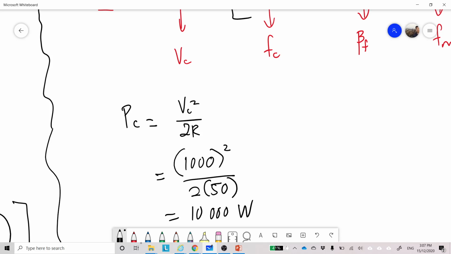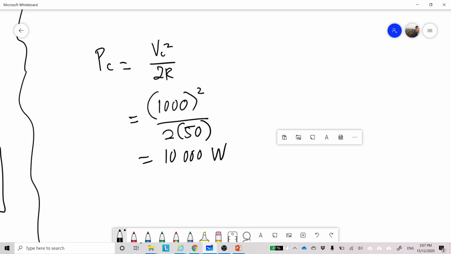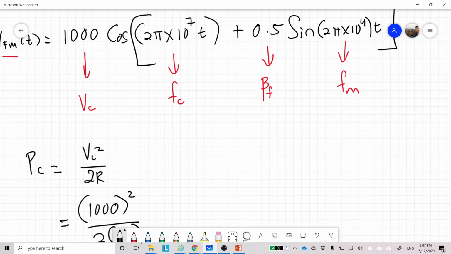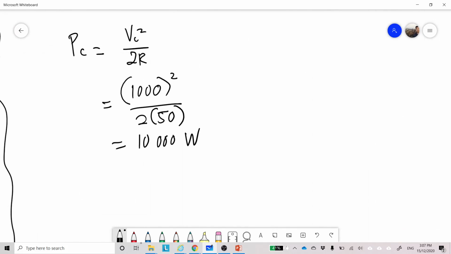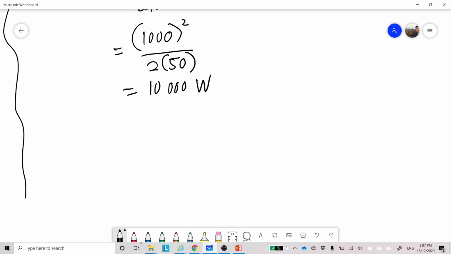Okay, and then the next question asks about how much is the modulation index. So the modulation index is equal to 0.5. Simple. What is peak frequency deviation? Okay, the next question asks about peak frequency deviation, which is delta F. Dia tanya tentang delta F. So delta F is equal to KF VM.